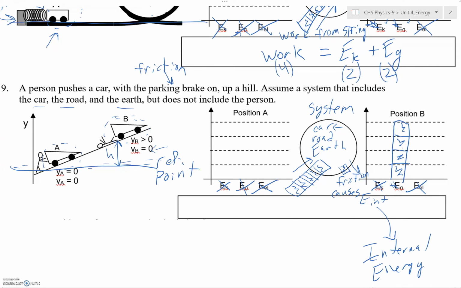Perfect. And then, things are getting a little cramped down here, so I'm just going to draw an arrow, and we're going to say work from the person. The person is doing work on the system. So the person is going to add 5 bars of energy. 1 bar is going to leave because of the friction from the parking brake. And then this is how we'll have 4 bars in the end once it's all said and done.